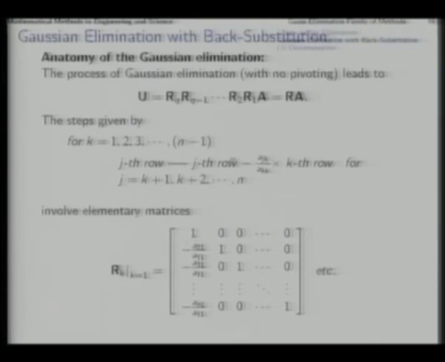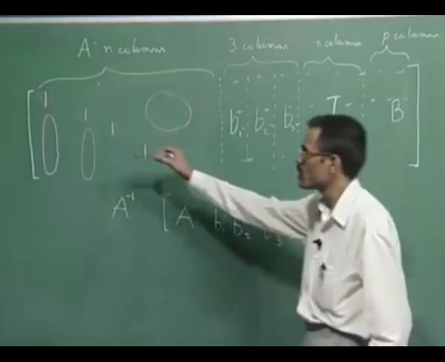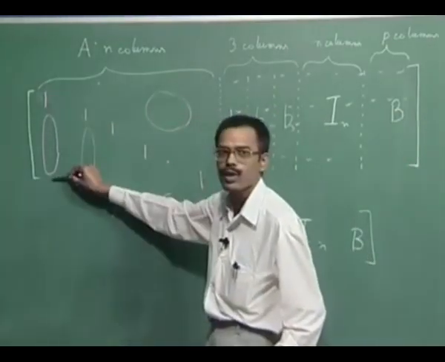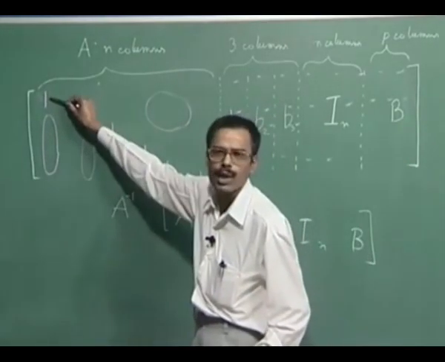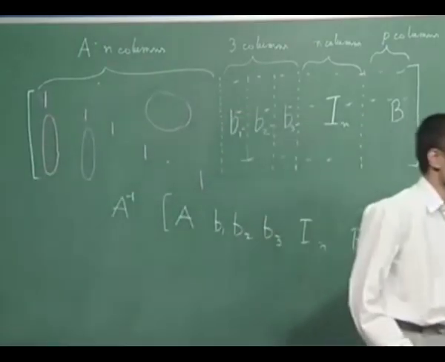So, this step for j running from k plus 1 to n is actually equivalent to this. So, this is the matrix R1 with which the matrix A was pre-multiplied during the step in which we would get all zeros here without bothering to get a 1 here, and so on.